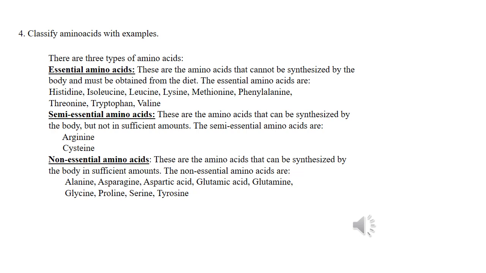Threonine, tryptophan, valine. Semi-essential amino acids: these are the amino acids that can be synthesized by the body, but not in sufficient amounts. The semi-essential amino acids are arginine, cysteine. Non-essential amino acids: these are the amino acids that can be synthesized by the body in sufficient amounts. The non-essential amino acids are alanine, asparagine, aspartic acid, glutamic acid, glutamine, glycine, proline, serine, tyrosine.